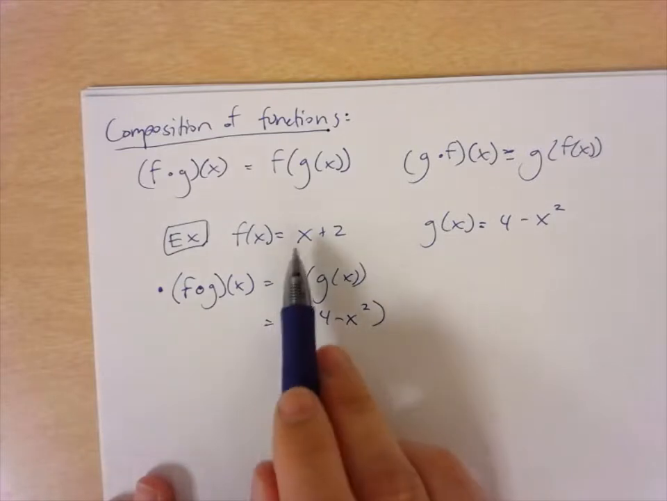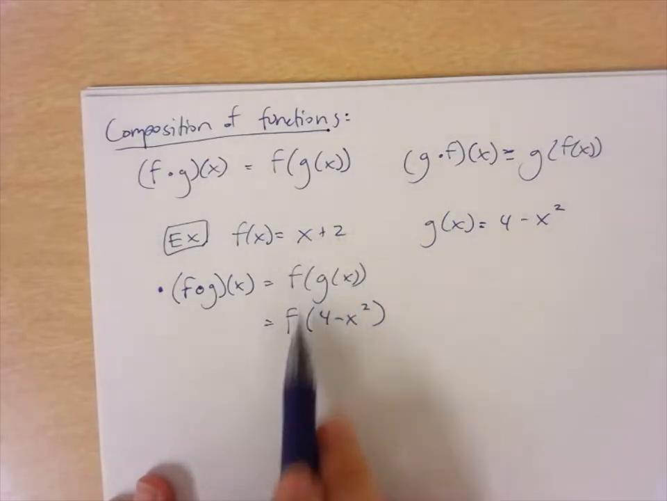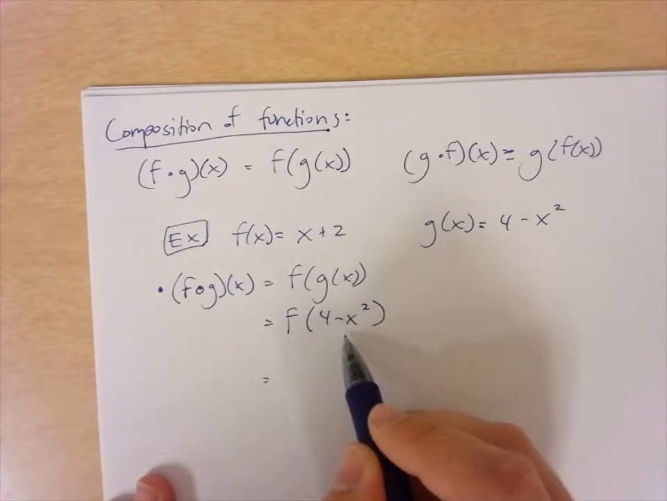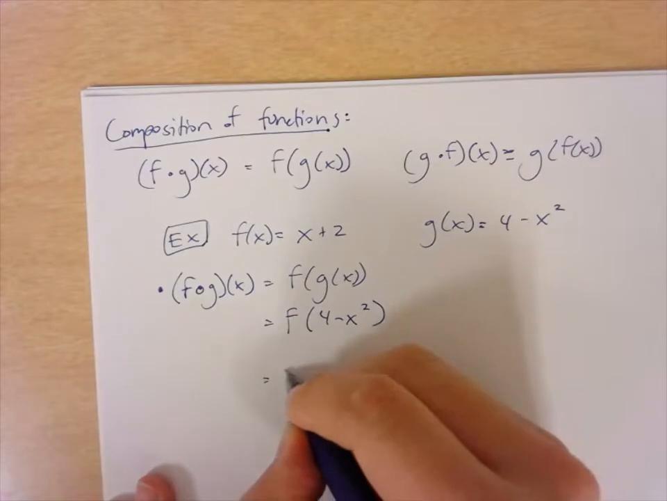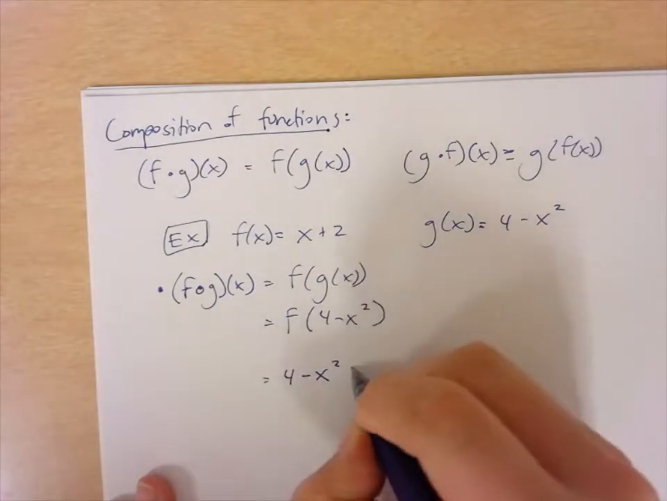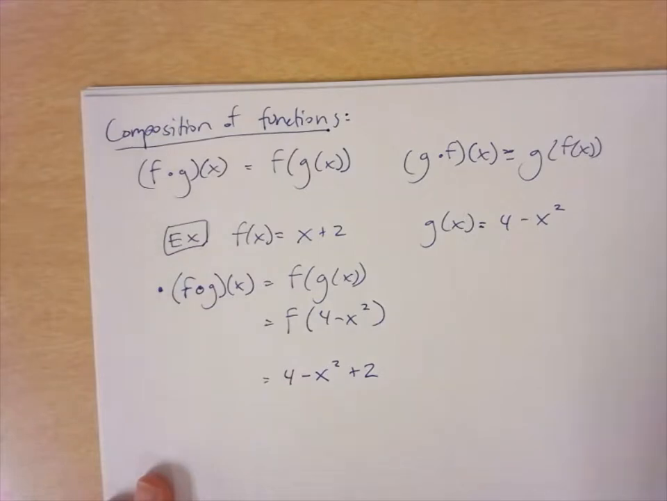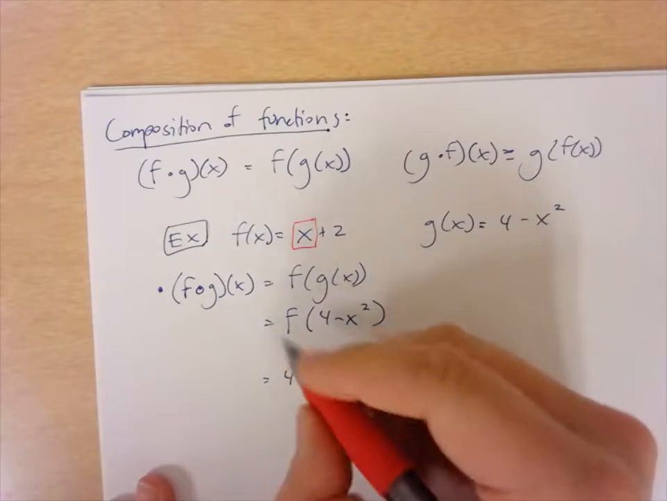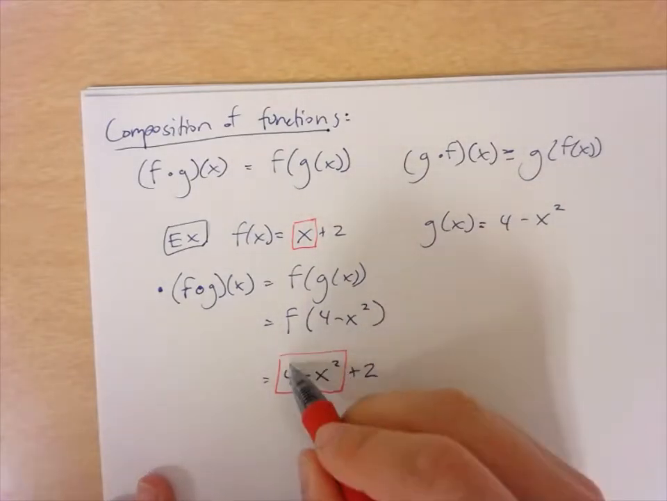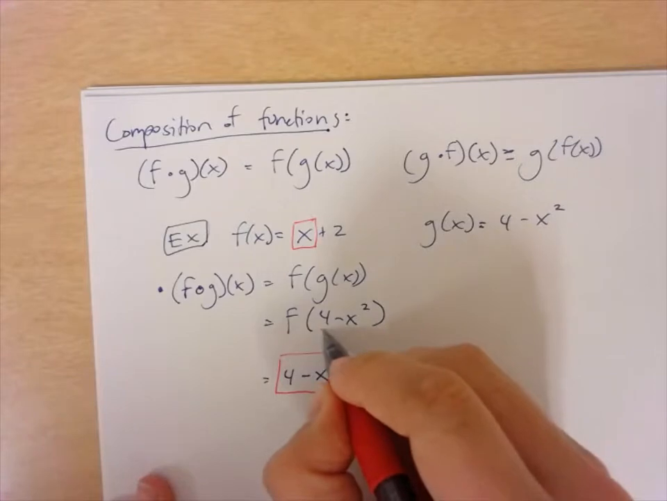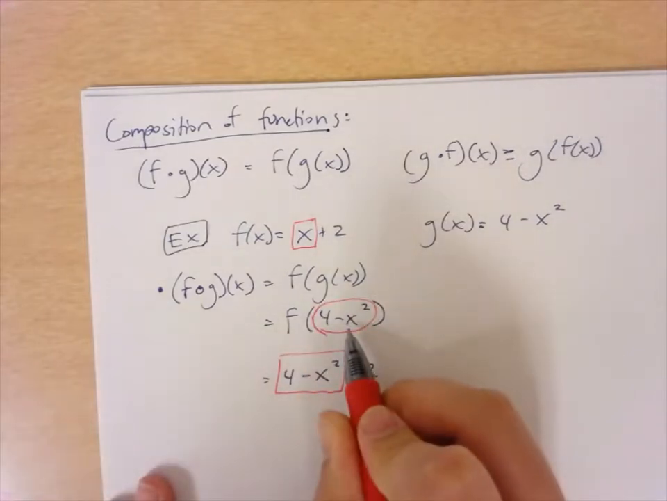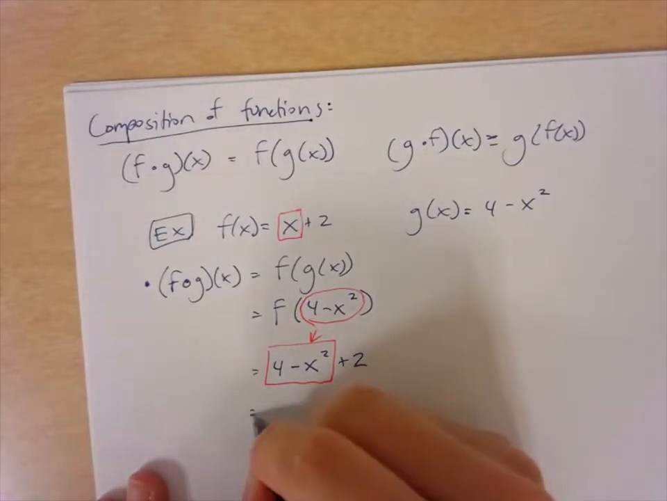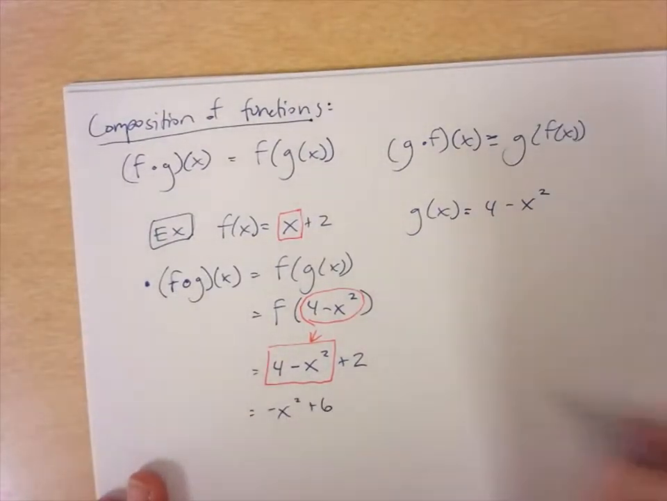And now what we're going to do is take f of x, x plus 2. We're going to write that, but instead of writing x, we're going to write what's inside here. So we're going to say 4 minus x squared plus 2. And again, I just want to highlight what happened there. We had an x. We replaced that x with 4 minus x squared because that's what was inside our parentheses up here. Okay. And now if we simplify this, we get negative x squared plus 6.